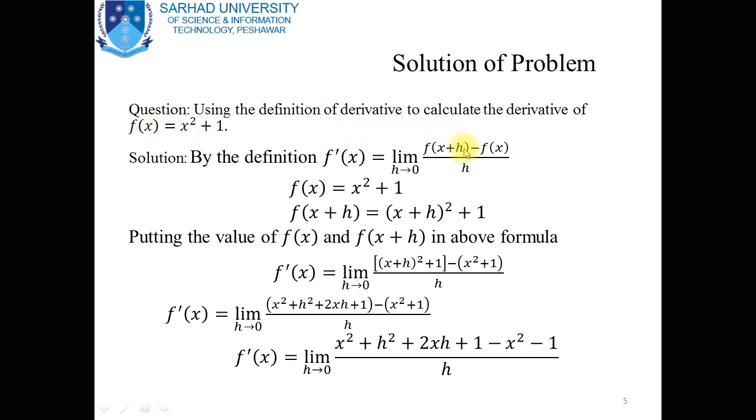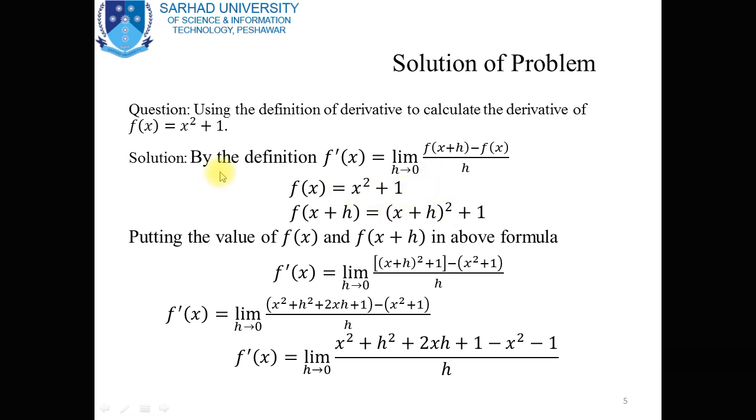How can we obtain f of x plus h from the given function? This is very easy. Replace x by x plus h in the given function. You will easily obtain f of x plus h. You see over here, this is the f of x value. F of x value is defined as x square plus 1. Now for the function f of x plus h, just replace x by x plus h in the given function. You will obtain f of x plus h is equal to (x plus h) whole square, and plus 1 as it is.